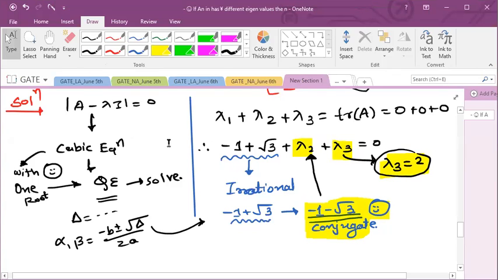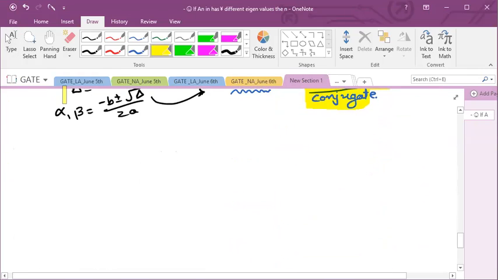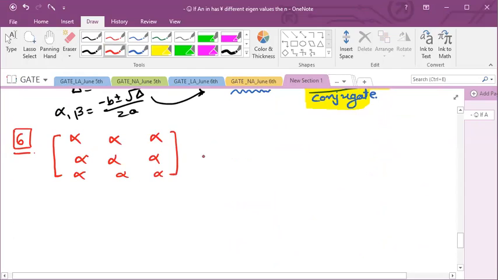Now see, this was our question number 5. Let us see question number 6. Find the eigenvalues of the matrix with all entries alpha. They have given us this matrix, alpha, alpha, alpha, alpha, alpha, alpha, alpha, alpha, alpha, and they are telling us to find the eigenvalues of this matrix where alpha is not equal to 0. So what are its eigenvalues, lambda 1, lambda 2, lambda 3? Let us try to find this.